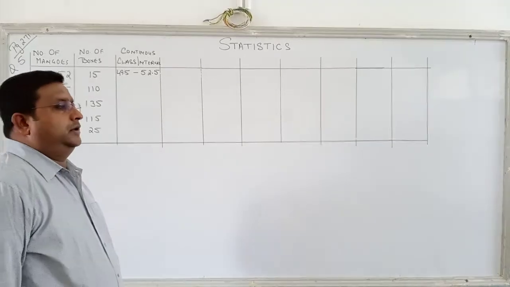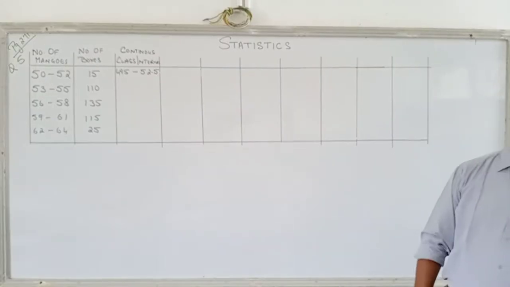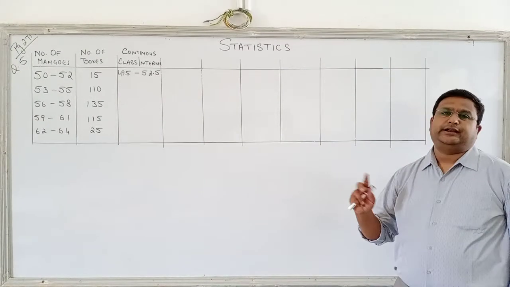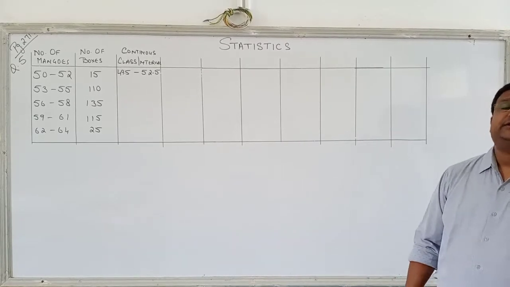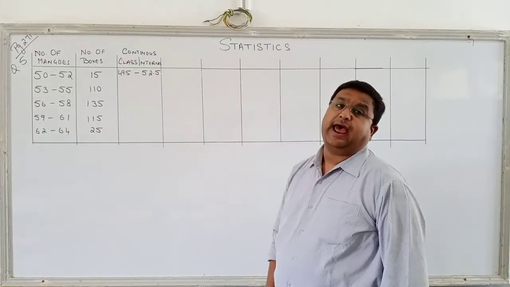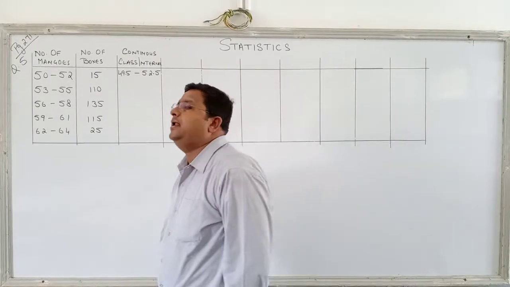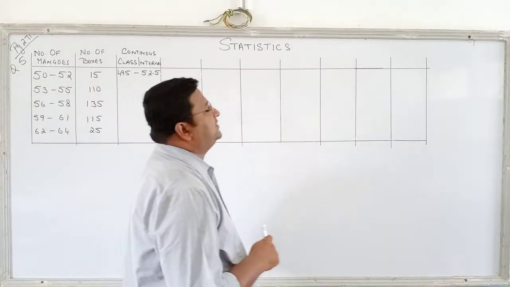Morning class. In the previous chapter we completed algebra, two chapters, polynomials and linear equations. Now starting today with a new unit, the most scoring unit of your class 10, that is statistics and probability, chapter number 14 and chapter number 15. Clear? Today we are going to start with statistics.